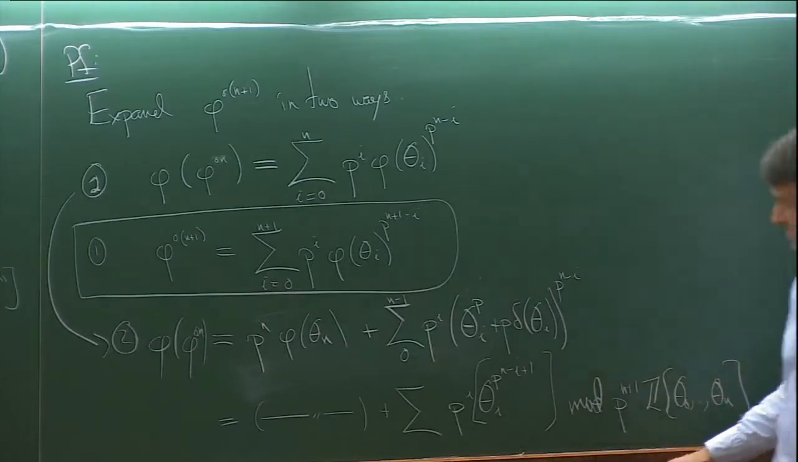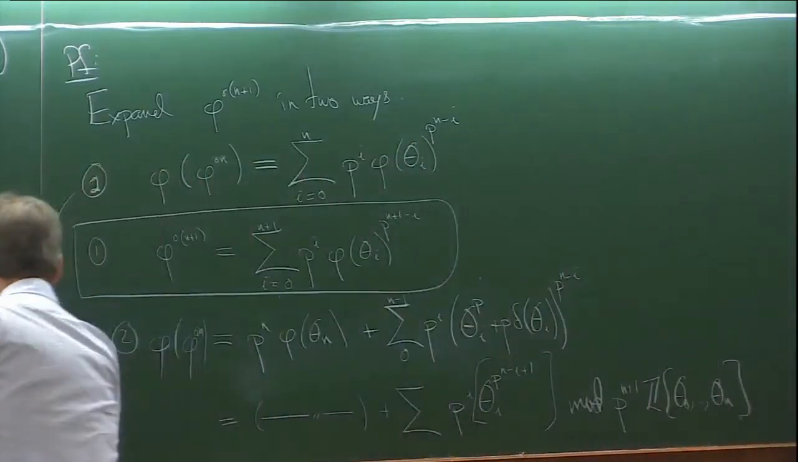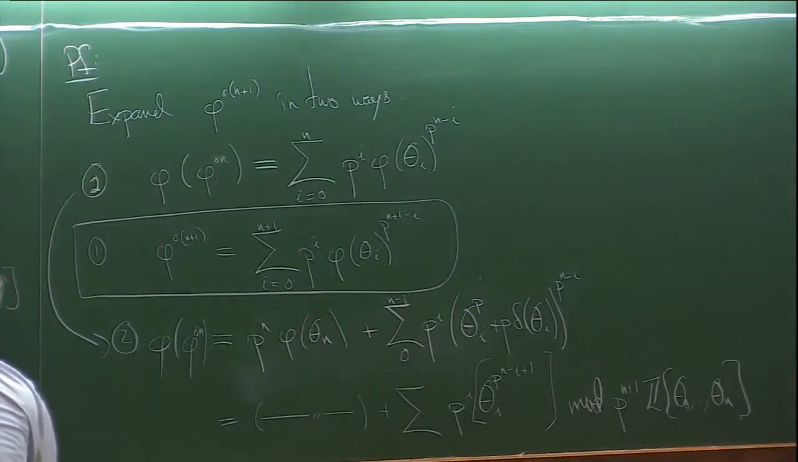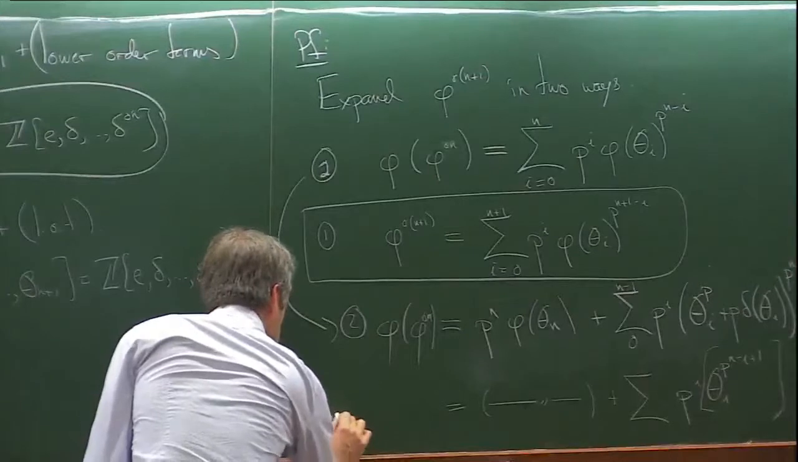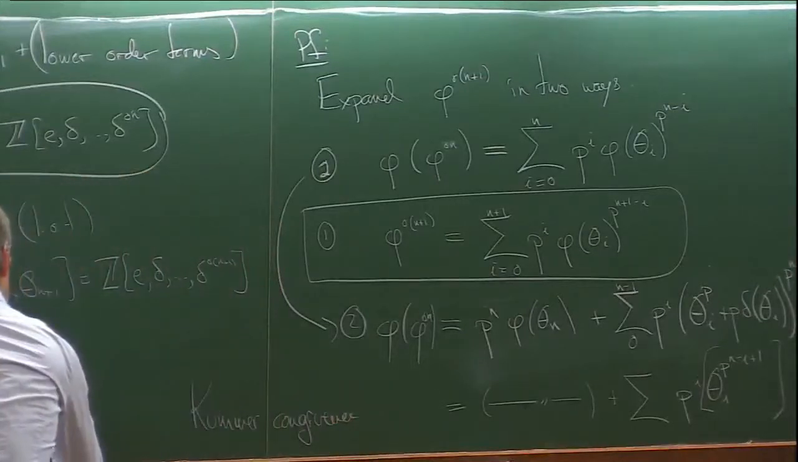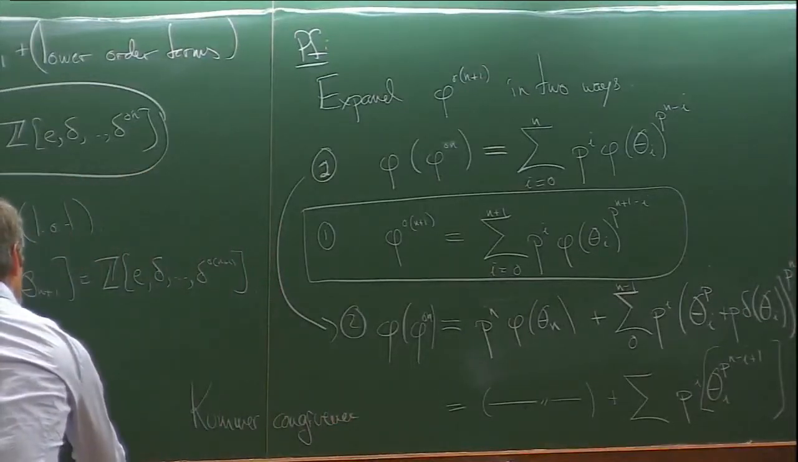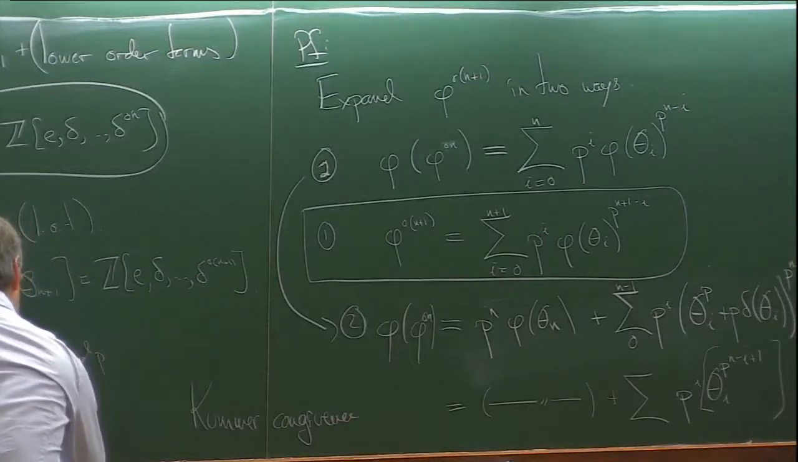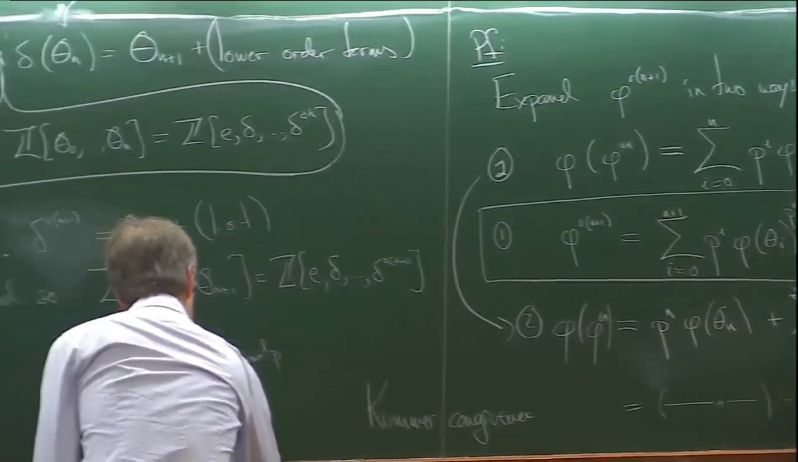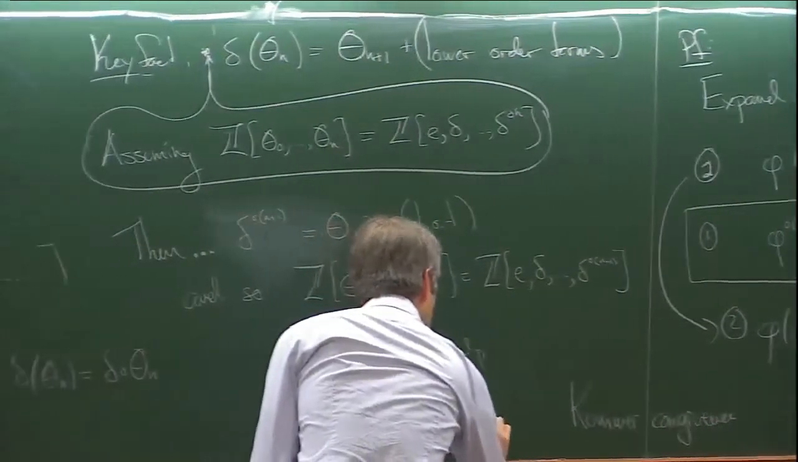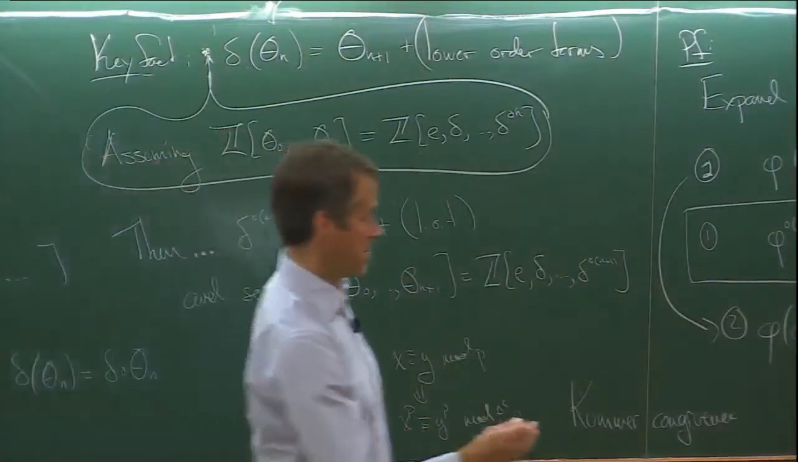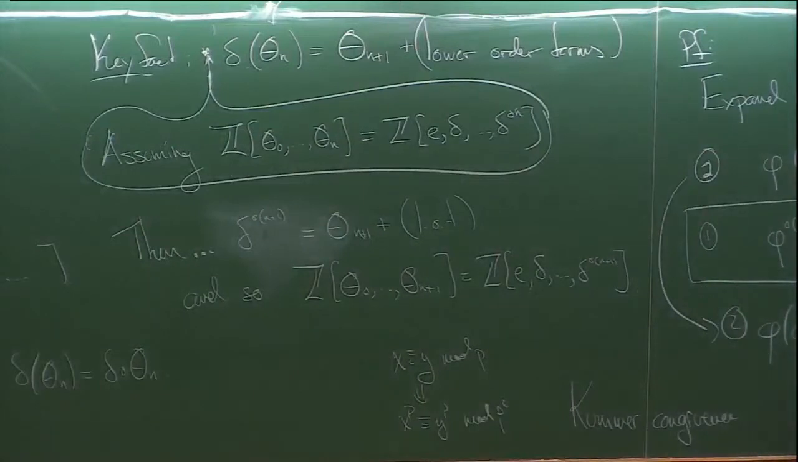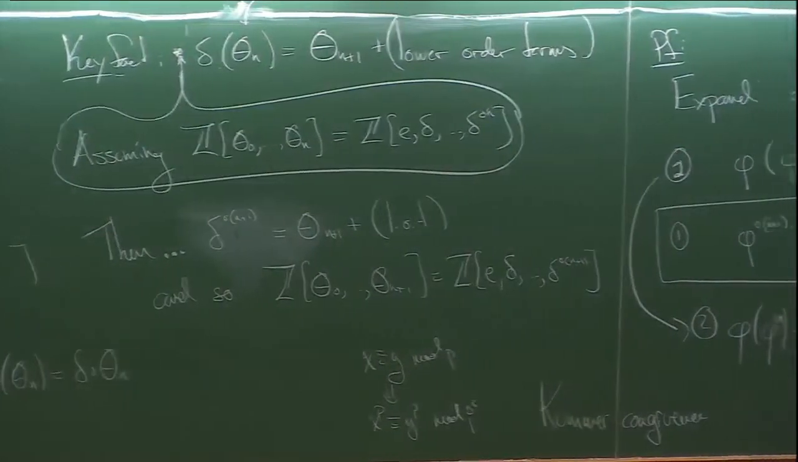So this is by the Kummer congruences. I don't know if that's standard terminology. Kummer congruences, which is that if x and y are congruent mod p, then x to the p is congruent to y to the p mod p squared, and so on. So that's what I'm using right here.